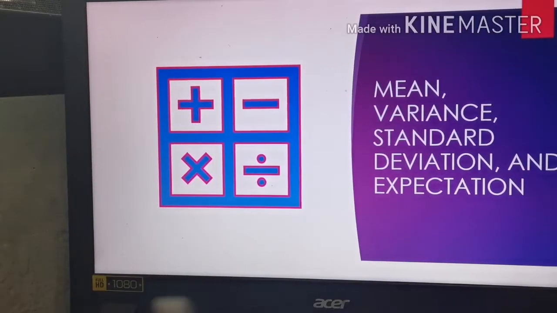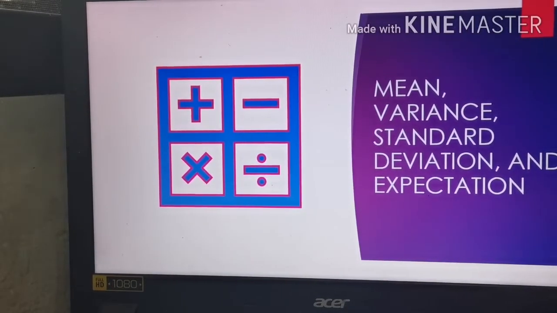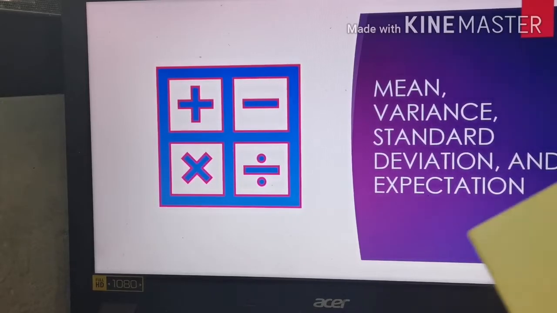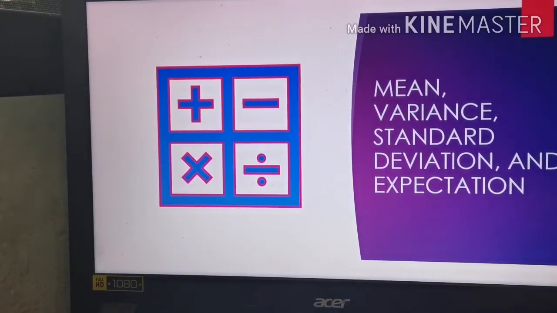Okay, this time I'm going to discuss with you the mean, variance, standard deviation, and expectation. In chapter 3 of your module, it was discussed about the mean, variance, and standard deviation of a population and sample, but the mean, variance, and standard deviation of a probability distribution is computed differently from those, because we will be dealing with each outcome.